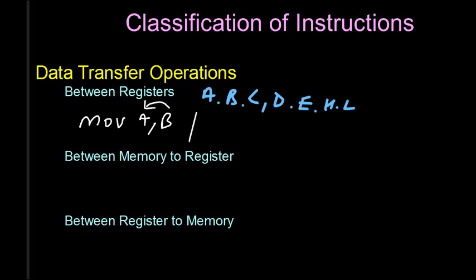Similarly we can write MOV H, E, which transfers the contents of E to H. The contents of E are not destroyed, they remain as they are, and the contents of H change with respect to E. Suppose E contains 2 and we transfer the contents of E to H, so this 2 transfers to register H. There are many such instructions.